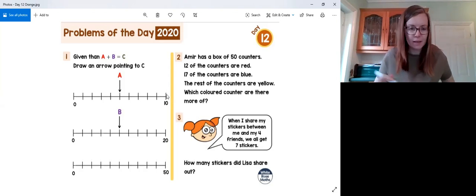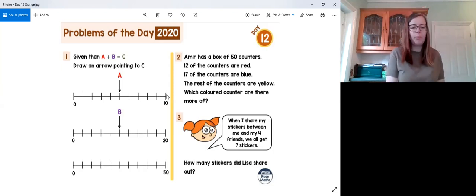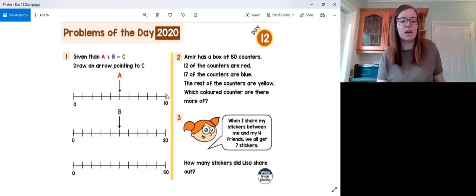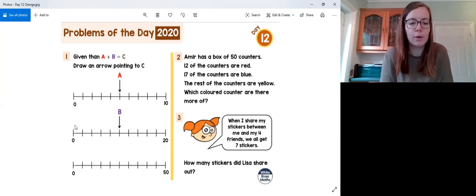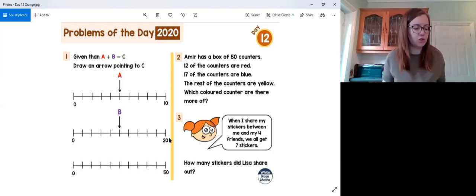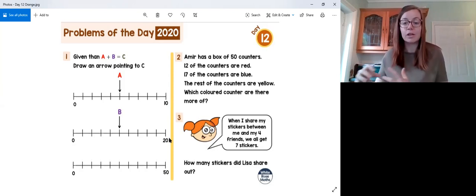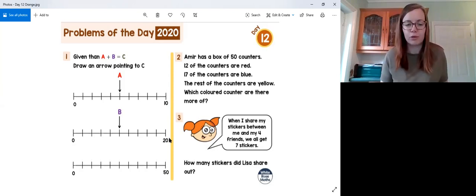Okay, now on the second number line, B is also on the 5th line, it's also in the middle, but each line can't be worth 1 this time, because if it was, we would go 1, 2, 3, 4, and we'd end up at 10, but we don't, we end up at 20. So we need to think what each hop could be worth. In this case, the end number is 20, and it took 10 hops to get there. So we take our 20 and split it into 10 groups. 20 divided by 10 gives us 2.